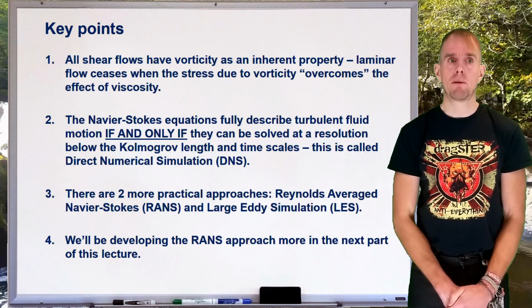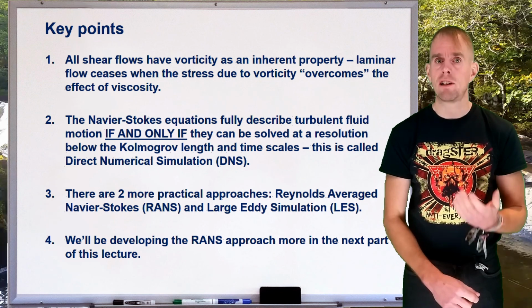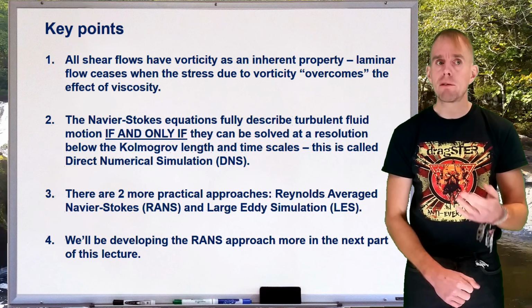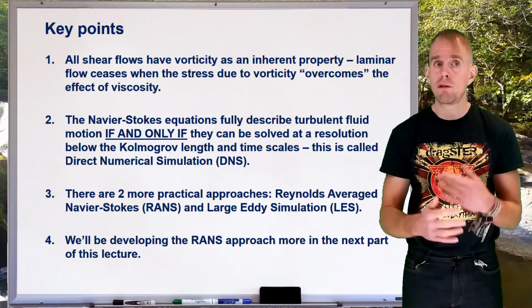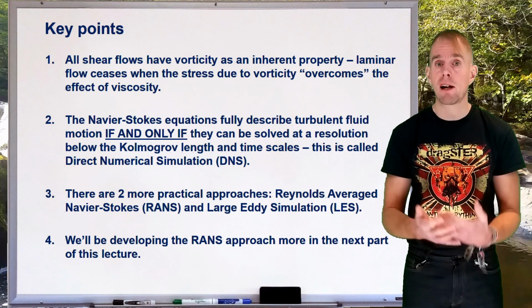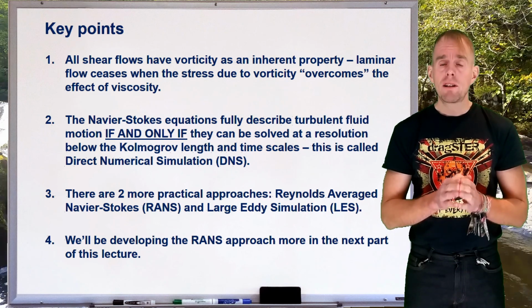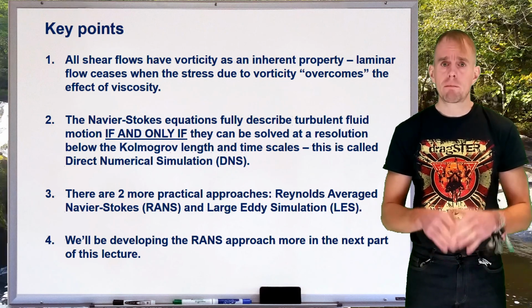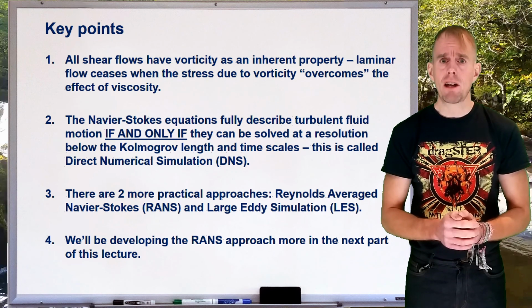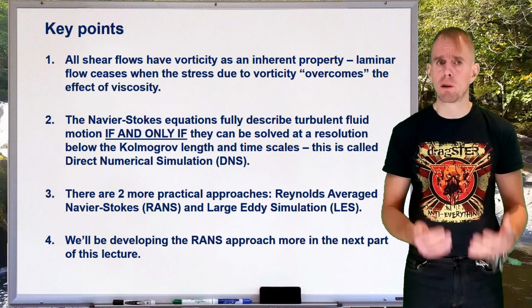Let's recap a few key points. We've seen that all shear flows have vorticity as an inherent property. Laminar flow ceases when the stresses due to vorticity overcome the effect of viscosity and you end up with chaotic turbulent flow. We've seen that from a standpoint there is nothing special about turbulent flow and describing it, because all it is, is momentum conservation.